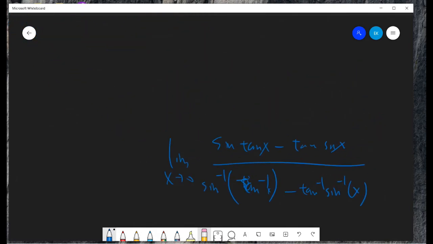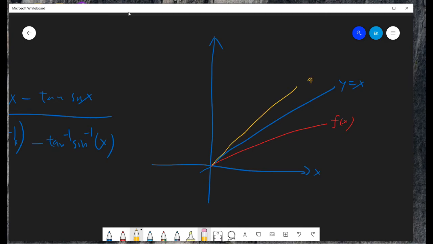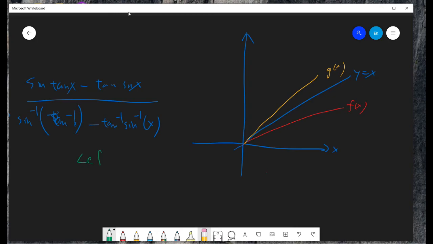There is a geometrical way that we can prove it. Okay, so suppose this is the xy plane and this is y equals x. Suppose you have two functions, one is f of x and one is g of x. So in our case, if you let f be sine tangent and g be tangent sine, now what you have is the limit as x goes to 0 of f minus g over g inverse minus f inverse. Okay, so once you understand this, then you will probably solve it.